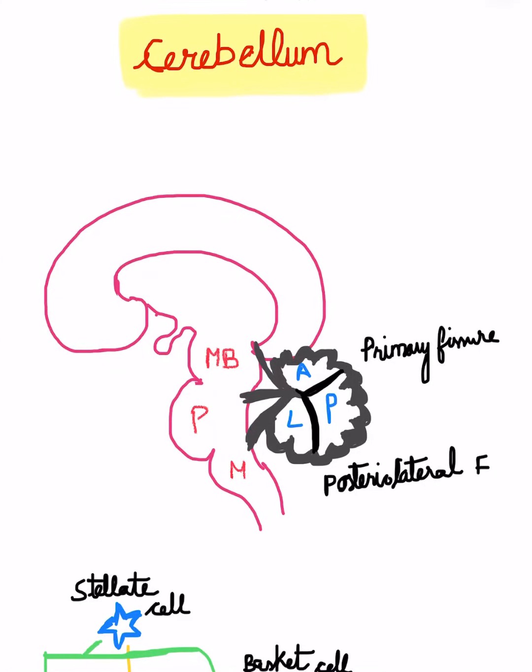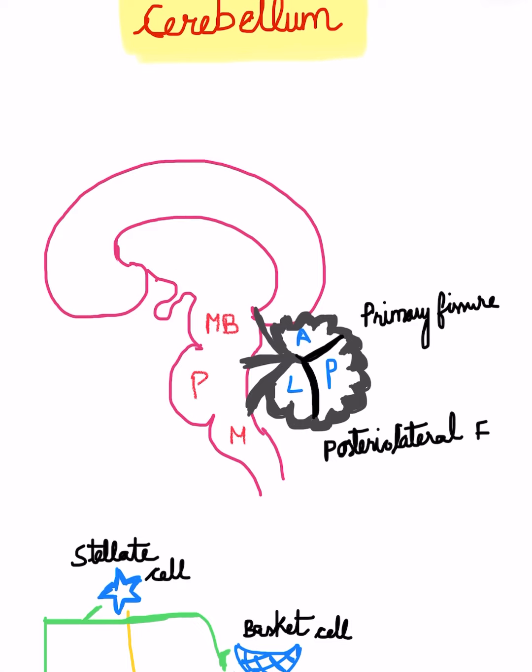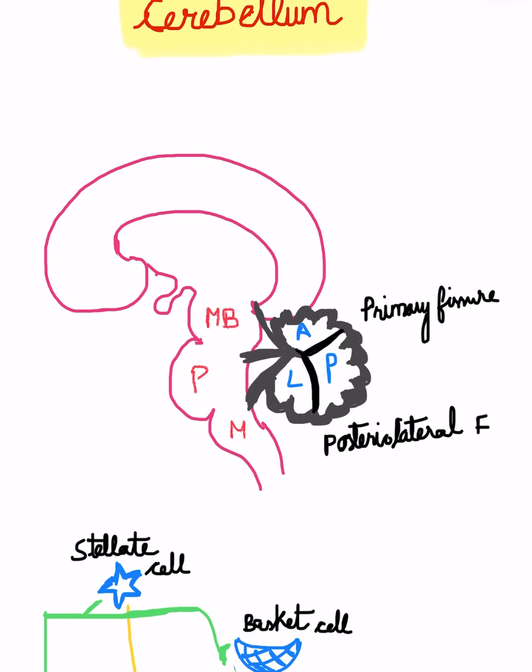Let's learn about the cerebellum. The cerebellum is present behind the midbrain, pons and medulla. It is covered outside with gray matter and inside with white matter. In the cerebellum, we will see the layers of the cerebellum and the network present in it.